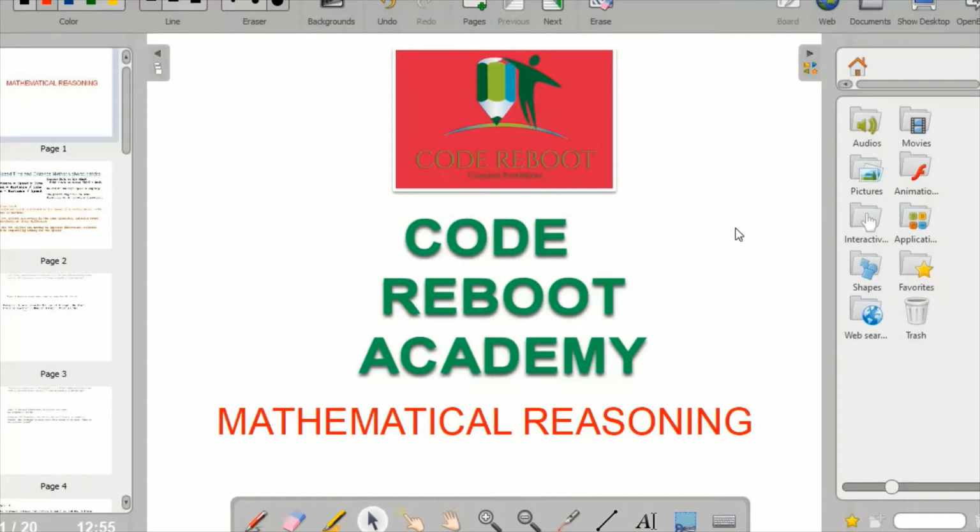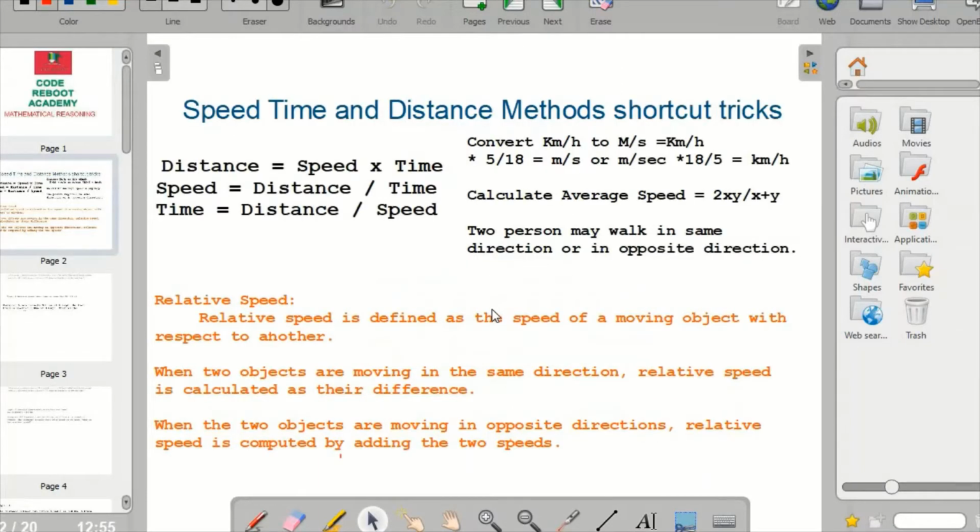Today we are going to see mathematical reasoning. Most of the problems are related to competitive examinations also. So please watch carefully. We are going to process only the sums that we are going to get in the examination. First we are going to see speed, time and distance methods and shortcut tricks.